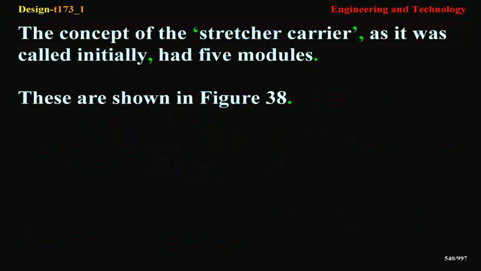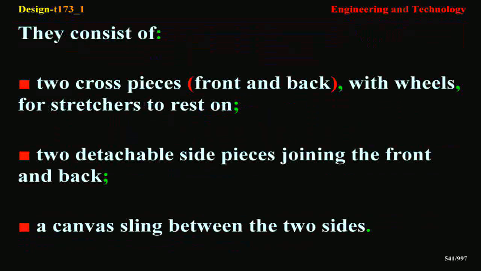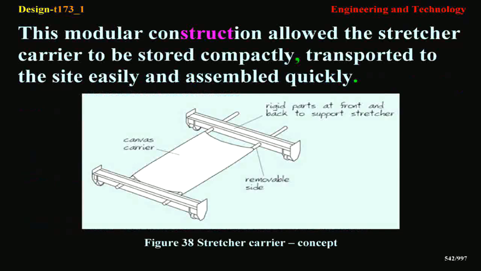The concept of the stretcher carrier, as it was called initially, had 5 modules. These are shown in Figure 38. They consist of 2 cross pieces front and back, with wheels, for stretchers to rest on, 2 detachable side pieces joining the front and back, and a canvas sling between the 2 sides. This modular construction allowed the stretcher carrier to be stored compactly, transported to the site easily and assembled quickly. Figure 38, stretcher carrier concept.